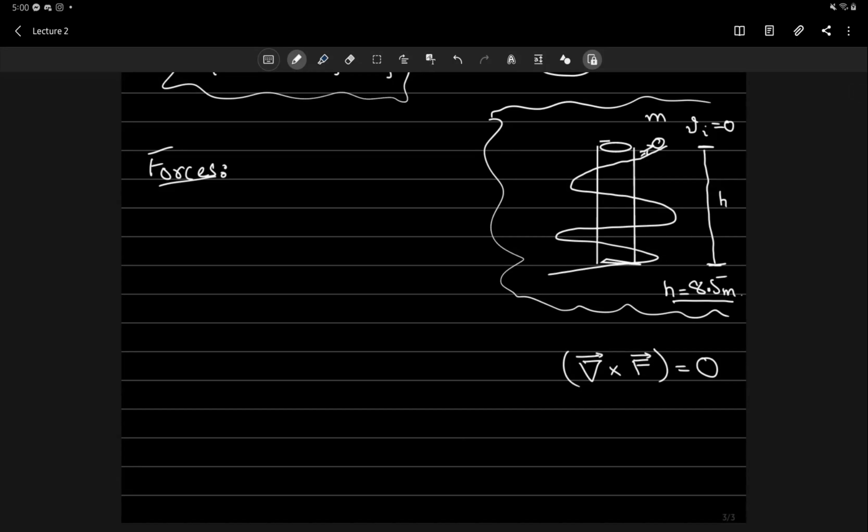So theta हमारे पास 90 हो जाएगा, so the work done will be 0. And the gravitational force is doing all the work now, right? Okay.